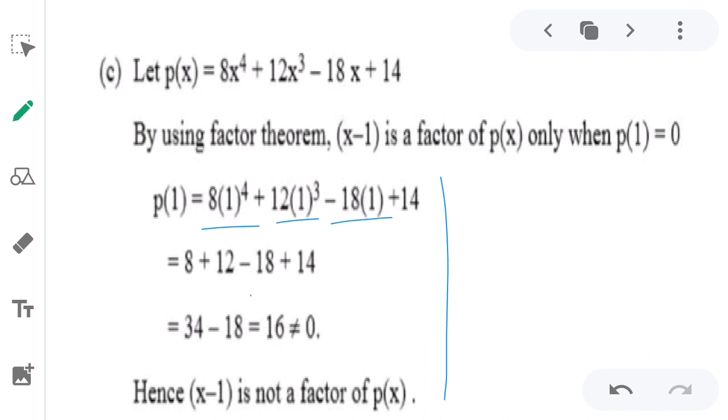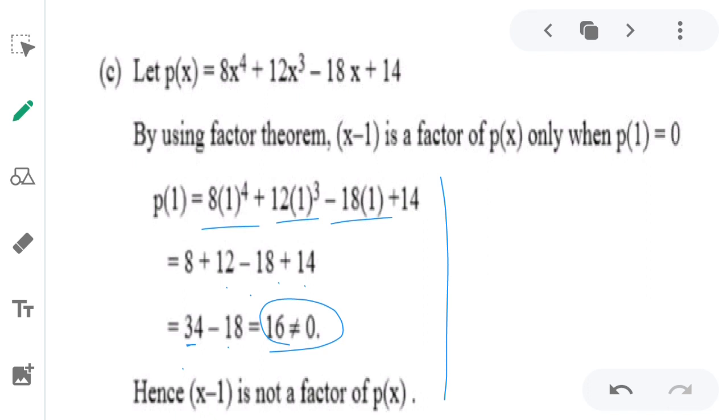8 plus 12, 20. 20 plus 14, 34. Okay, first I have added all the positive signs, then I am going to the negative one. 8 plus 12, 20. 20 plus 14, 34, minus 18. 34 minus 18 is 16. So this indicates that 16 is not equal to 0. That means the result we got after solving the problem is not equal to 0. Hence we can say that x minus 1 is not a factor of the given polynomial.